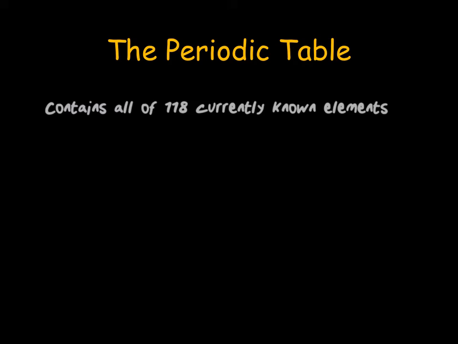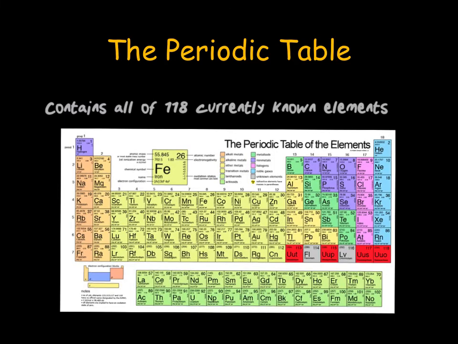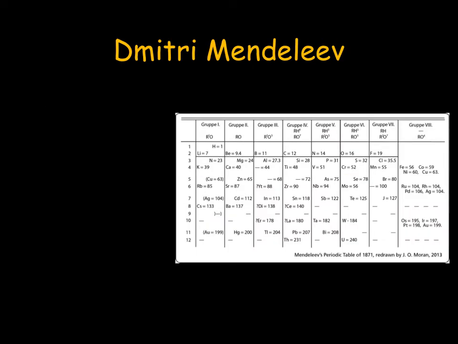Within your exams, you will be provided with a periodic table and you will be expected to be able to use it to find out information about the elements. The periodic table that you are provided with in your exams is not as complicated as the one on the screen. For example, you will not be given any of the lanthanoids or actinoids at the bottom of the periodic table. So where do these ideas about the periodic table come from?